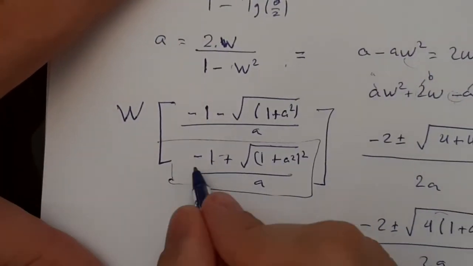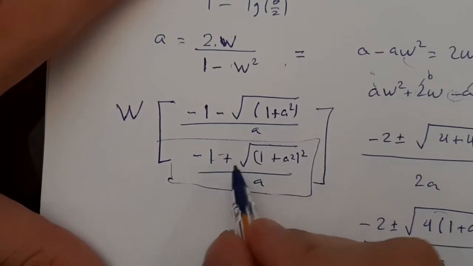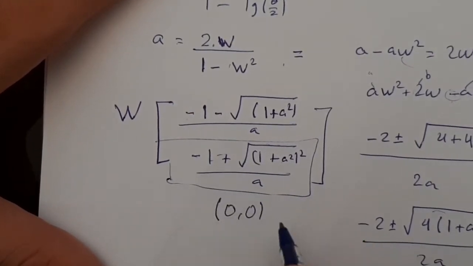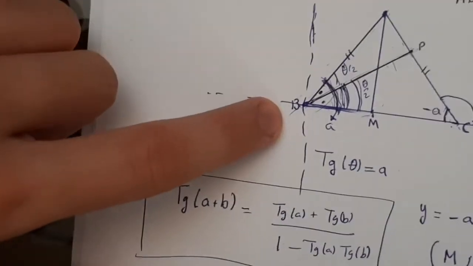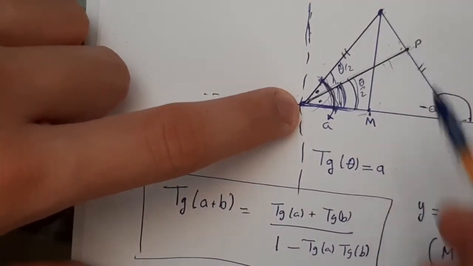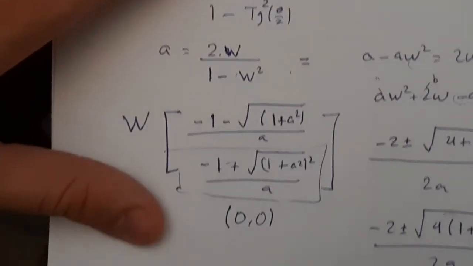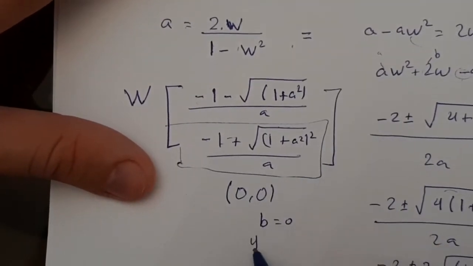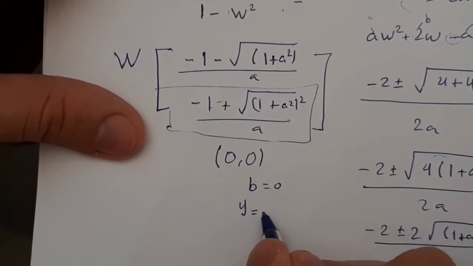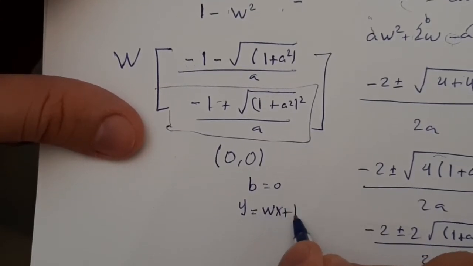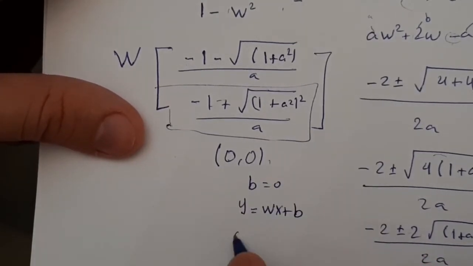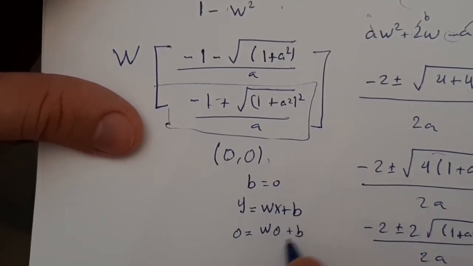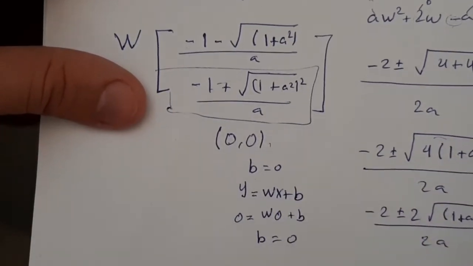So now we have this information for our linear coefficient, and we have the other information that it passes through the point 0,0, because this line over here goes through 0,0. So our b equals 0, right? If you write y equals wx plus b, well, with 0,0, we have 0 equals w multiplied by 0 plus b, so b equals 0, okay?